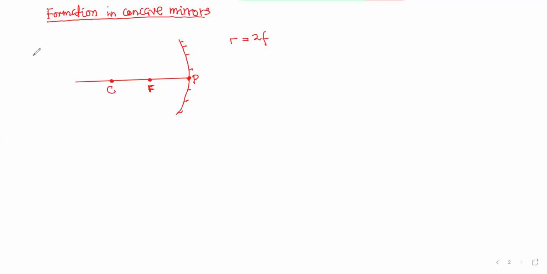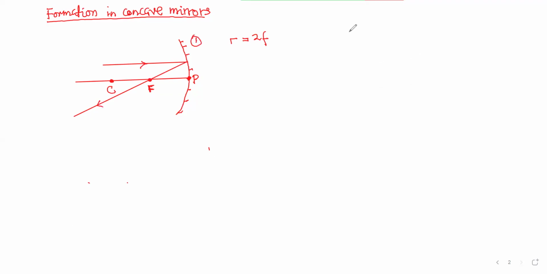So the first rule of the game says that a ray of light, all the rays coming from the object which is parallel to the principal axis, after reflection must pass through the focal point. So this is rule 1. So the first rule.